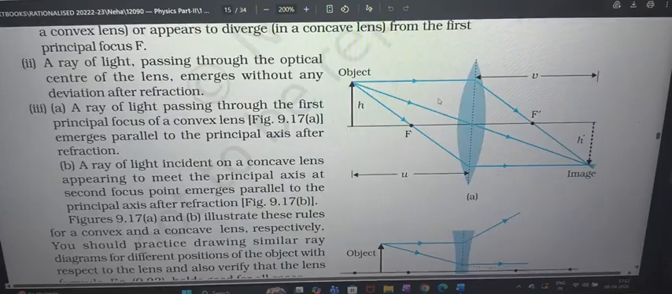So here also general rules are there. This will be a convex lens. If it is parallel, it should pass through focus. If it is passing through optical center, from the center without any deviation, it will pass. If you're making it pass through focus, it should emerge parallel. So here three rays are given. You can take any two rays, make them meet, and their image will be formed.